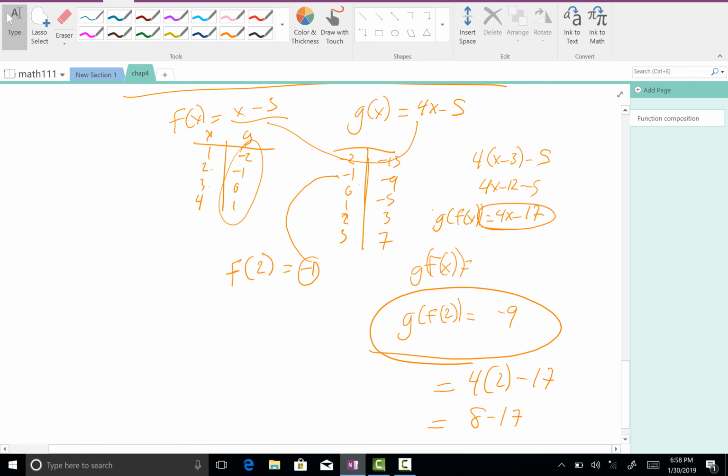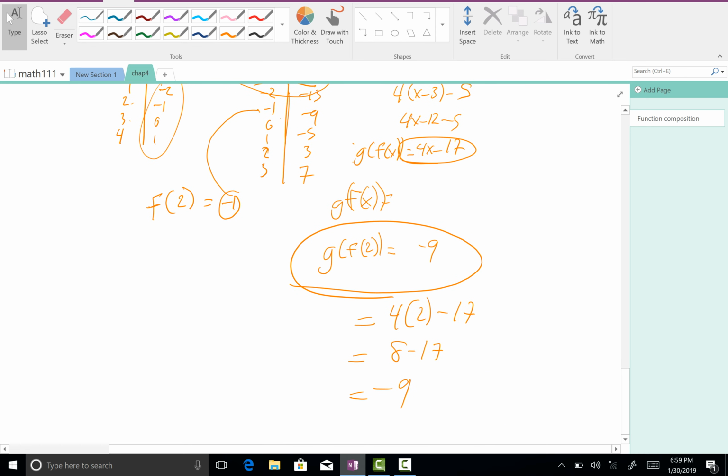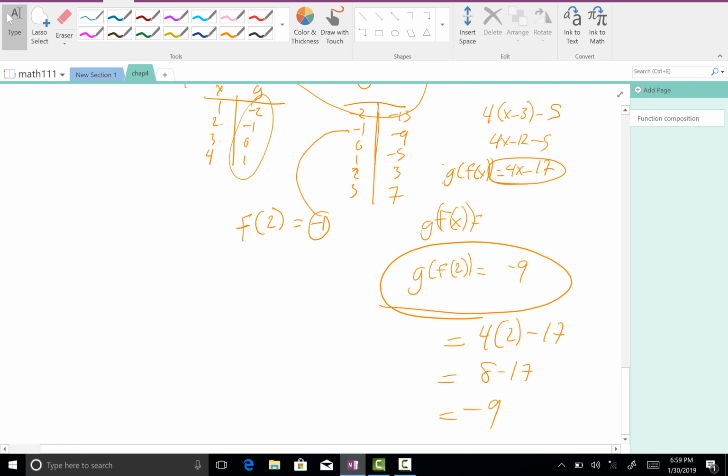Especially with square roots. Yeah. Square roots and rationals, where you're going to have those restrictions. Okay. Most times, it's not going to be a big deal. But that's a pretty good example there. Okay. Any more good questions?